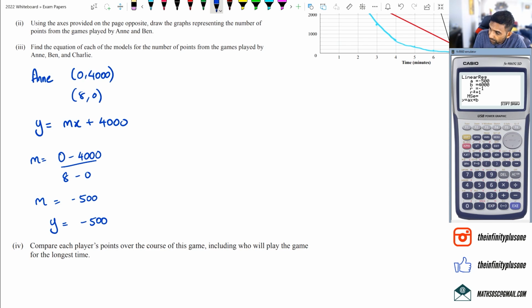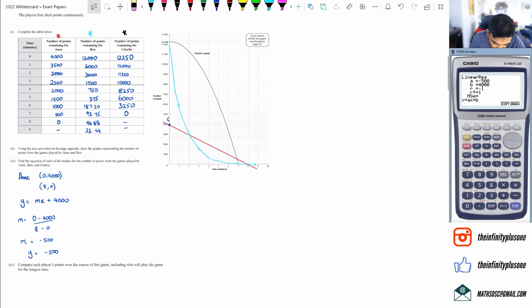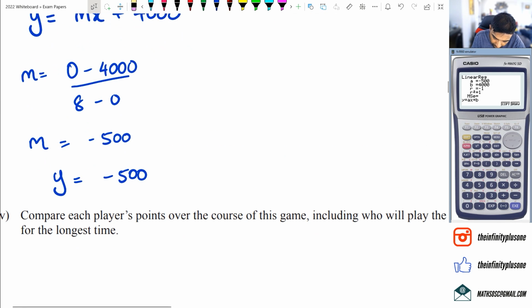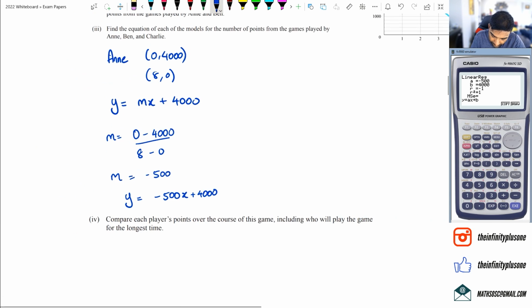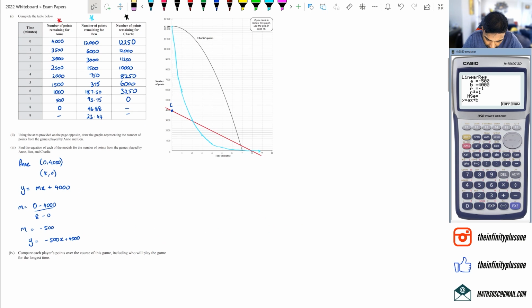Now you can put x, or you could actually use number of points and time. I guess if you want to use minutes, so you could actually have m and number of points as capital N, but in this case we can just go minus 500x plus 4,000. So now that's Anne's equation. Next we're going to be looking at Ben's equation.